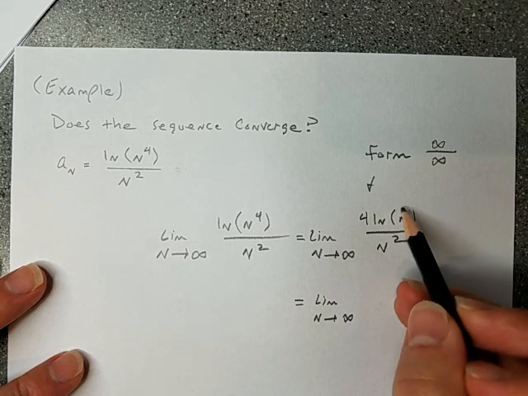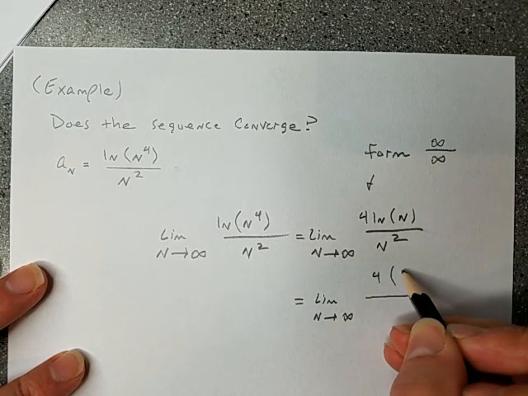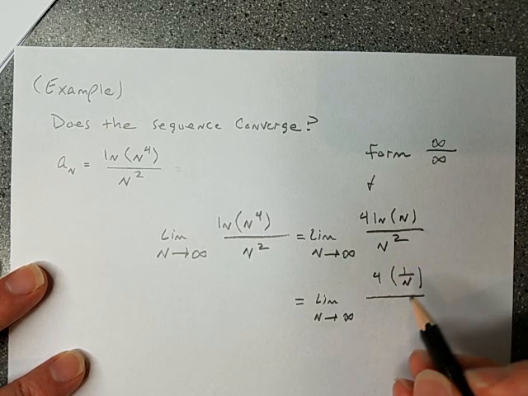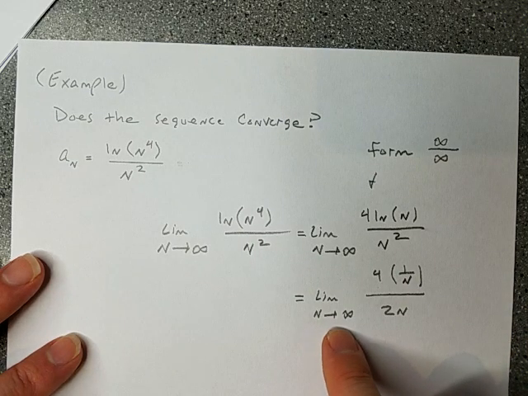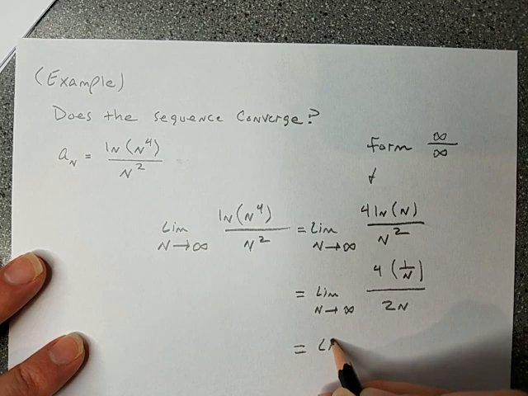So, what's the derivative of that thing on the top? 4 times 1 over n. And what's the derivative of this? 2n. What happens as n goes to infinity here? Well, let's do one more act of simplifying.